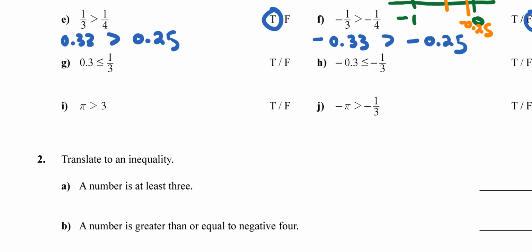Letter G, is 0.3 less than or equal to 1 over 3? This statement is going to be true because if you think about the decimal expansion of 1 over 3, that's 0.333 repeating, and that's definitely bigger than 0.3. So this statement is going to be true.